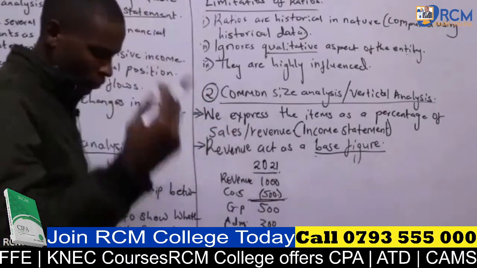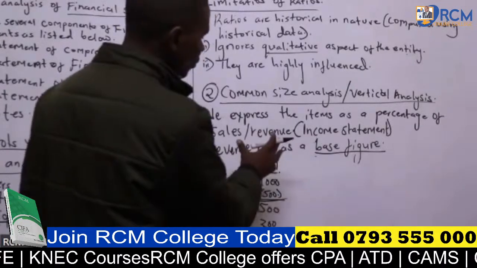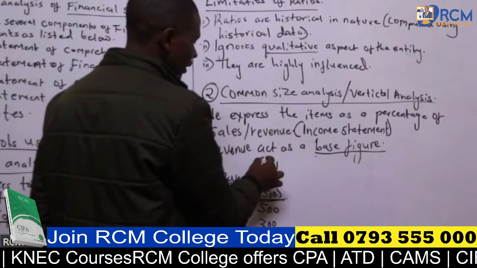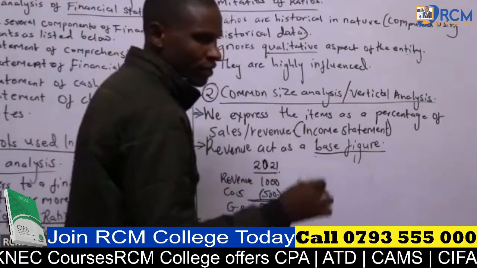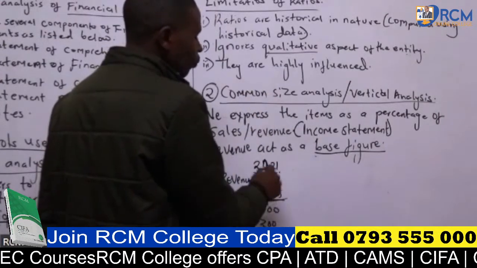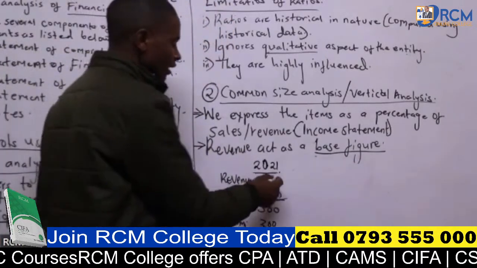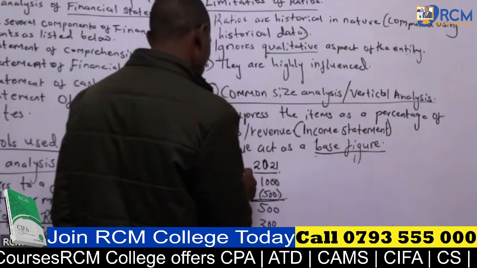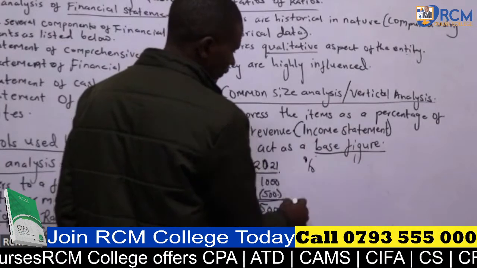Now, when you are to analyze these financial statements, this is just a sample I'm giving you. If you are told to analyze the financial statement of Morris Limited in the year 2021, this is how you do it. As a percentage of sale. Therefore, for any other item, we are going to use the base figure as that of sales. For example, in the revenue section, we shall now have the percentage.